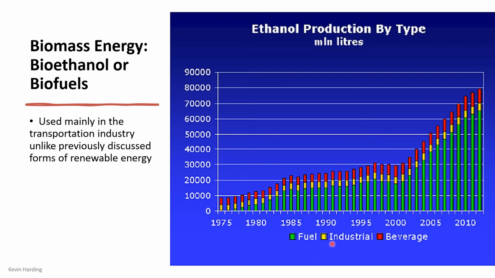There are also industrial uses for ethanol, so it could be used as a starting material for other chemicals. It's also used as a cleaning agent, so I'm sure we all know about COVID and the ethanol contents and things like that in our hand sanitizers. So this is this yellow bar here, and as you can see, it is fairly constant. So this is up to 2010.